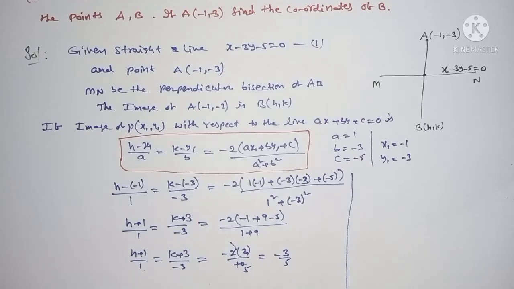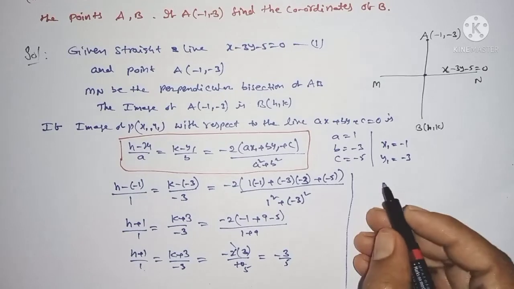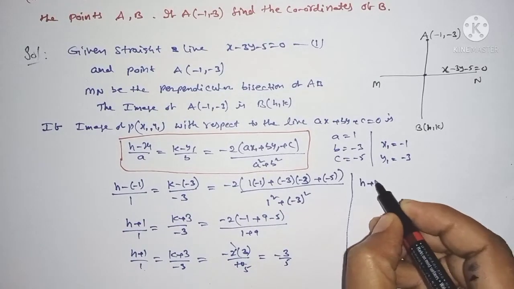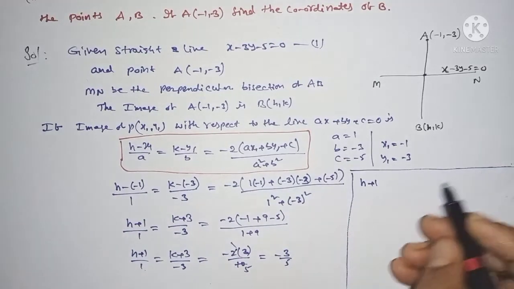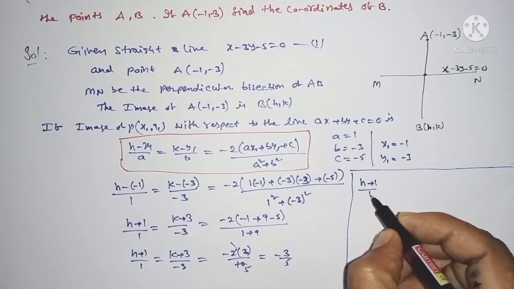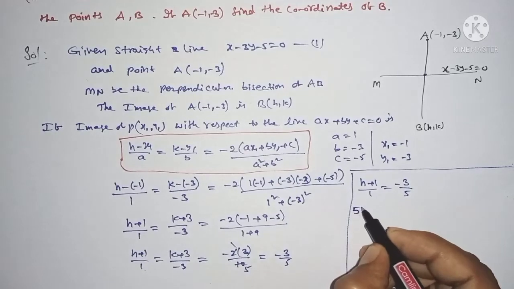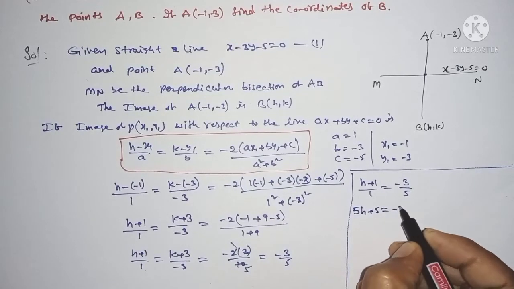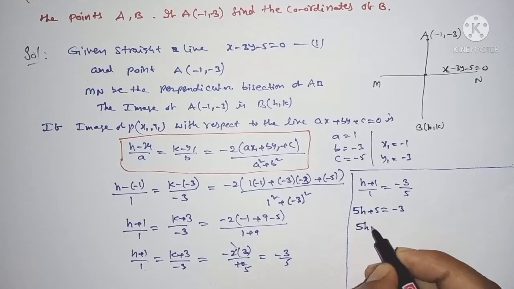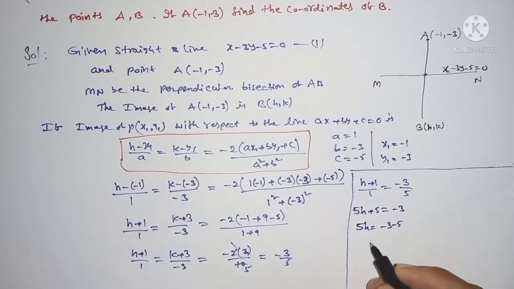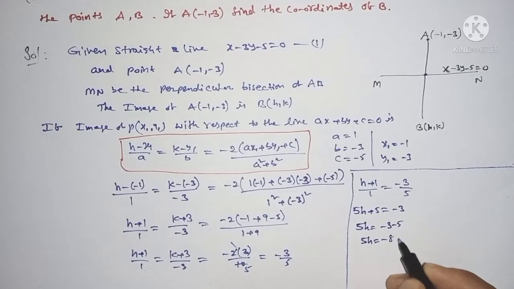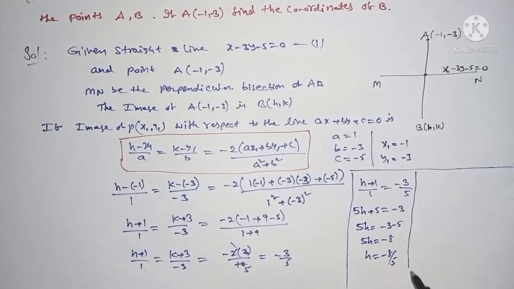Observe here: (h plus 1) by 1 is equal to minus 3 by 5. Cross multiplying, 5h plus 5 is equal to minus 3. 5h is equal to minus 3 minus 5, so 5h is equal to minus 8, and h is equal to minus 8 by 5. You got h here first. And what about k?